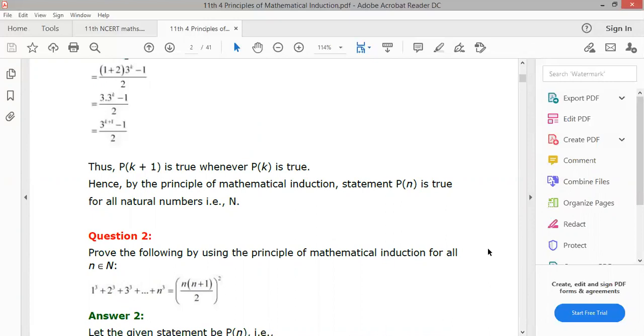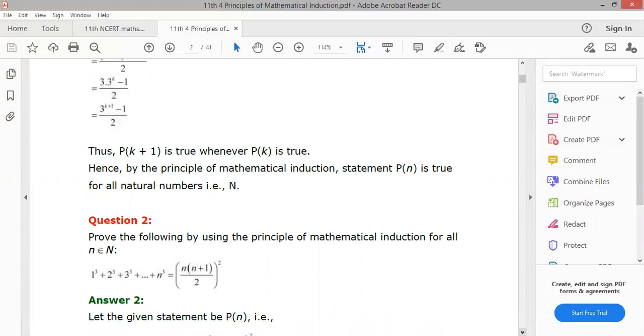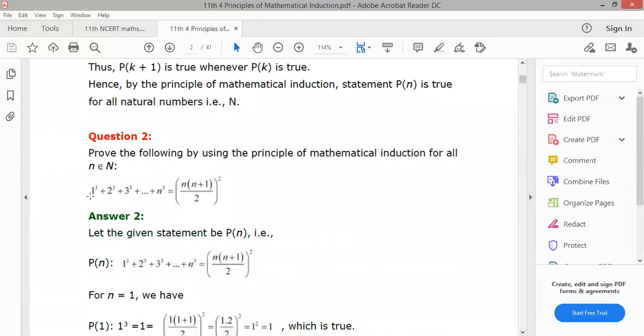Okay. So on the same lines, we have other questions. This is 1 cube plus 2 cube plus 3 cube plus dash and dash plus n cube, the sum of cubes of first n natural numbers, that's equal to n into n plus 1 divided by 2 whole square. How can we prove that?